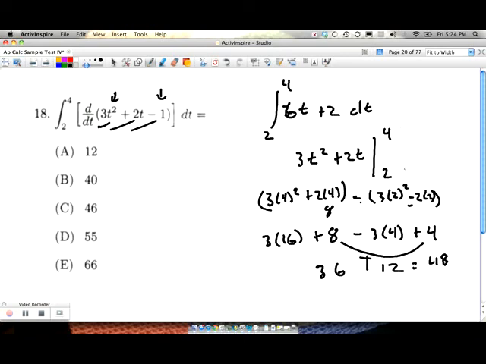Plug in 4, then we subtract that. What is 3 times 16? This is 48. That's 3 times 4, that's 12. 48 minus 12, that's 36. It's like 48 minus 12 and then plus 12, we should get 48. I get 48. Well, I'm sorry guys, if you see something I don't, I must be missing it here. But when you have the integral of a derivative, you're going to take the derivative first, and that's what I did here. So 6t plus 2, and then we take the antiderivative of that.